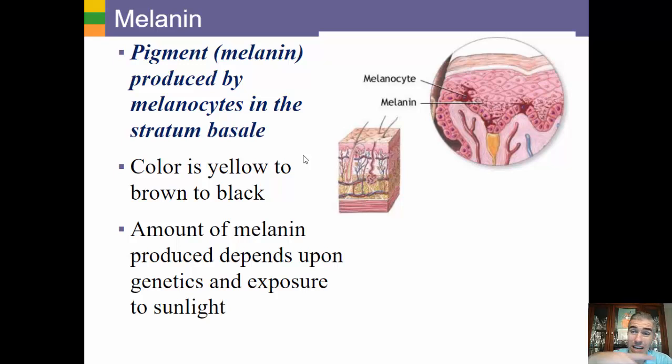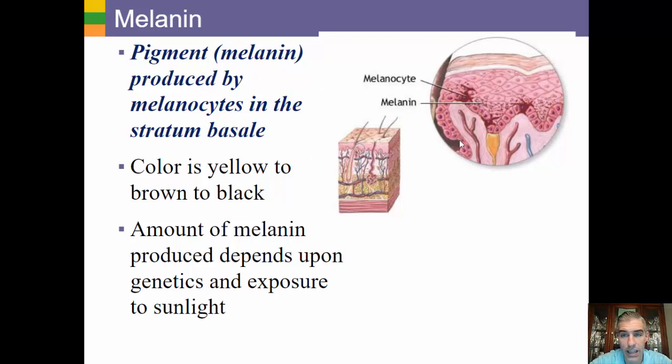So some people have just natural amounts of melanin in their skin, right? So they naturally have darker skin tones. But when you have sun exposure, it usually causes you to produce more of it. And that's a homeostatic mechanism. It's your body attempting to protect you from sun exposure.